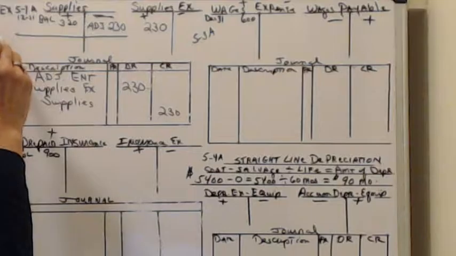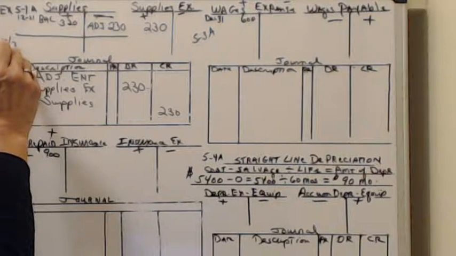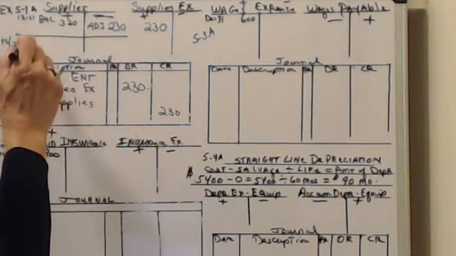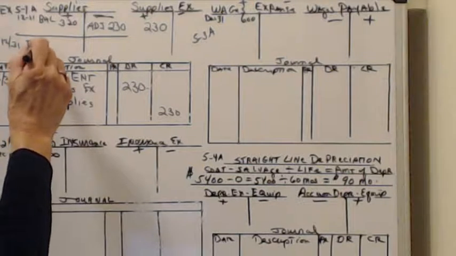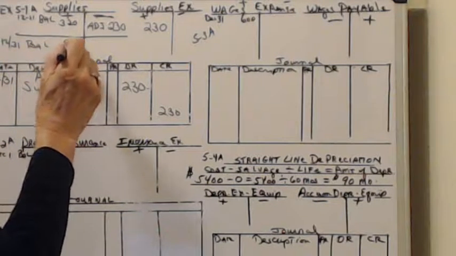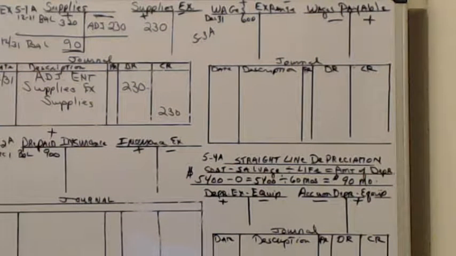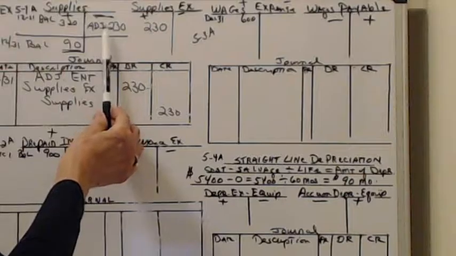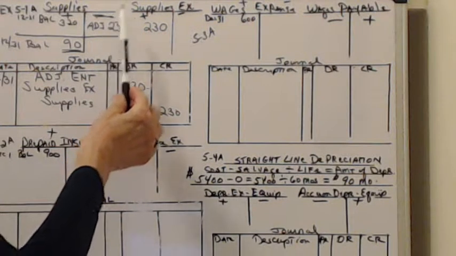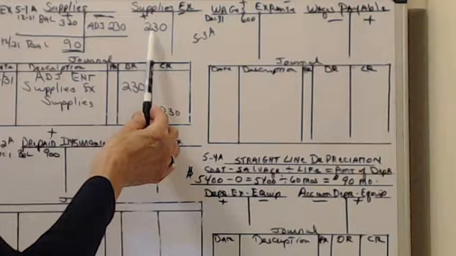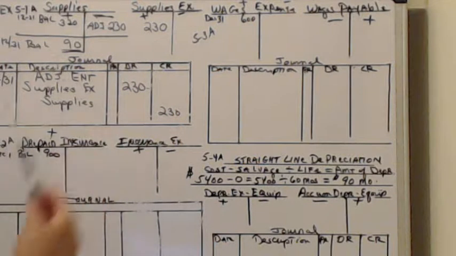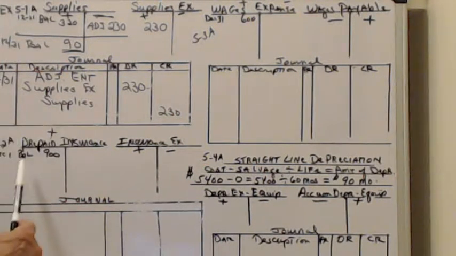My new balance on December the 31st or January the 1st is going to be $90. That is how much I have in supplies, my current inventory. So my adjustment entry is what I used, and that becomes an expense of the business, the used amount. All right, we're going to go to the next one.